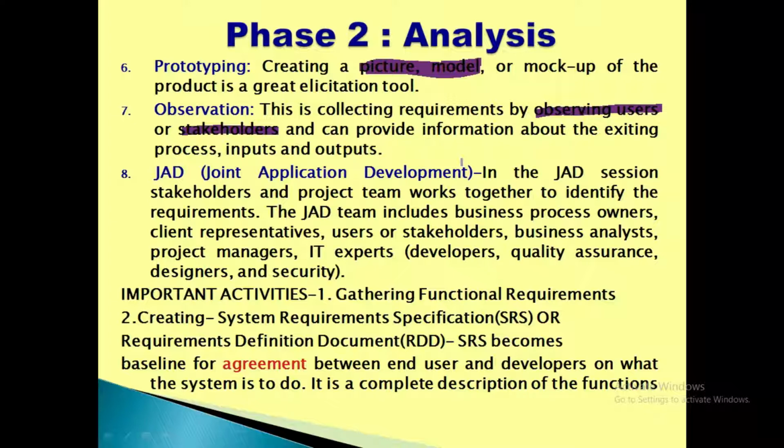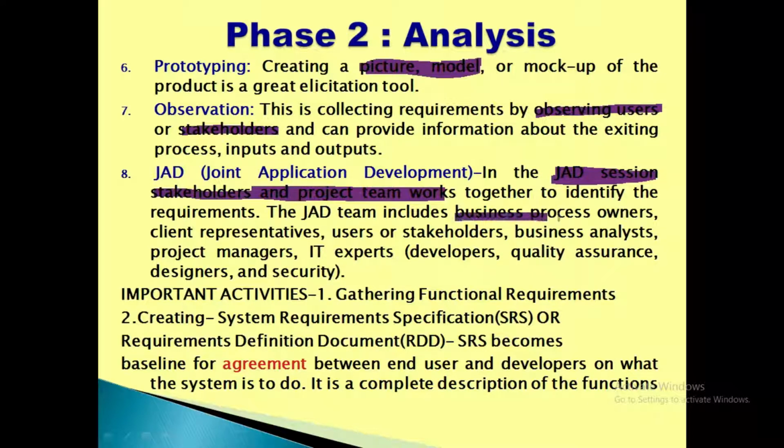Basically, we try to analyze all the users and stakeholders and try to gather information about all the processes, inputs and outputs. Now, another technique is joint application development. This is also called JAD. All the stakeholders and project teams work together to identify the requirements. Now in a JAD team, what is the difference? What is new in the JAD team?